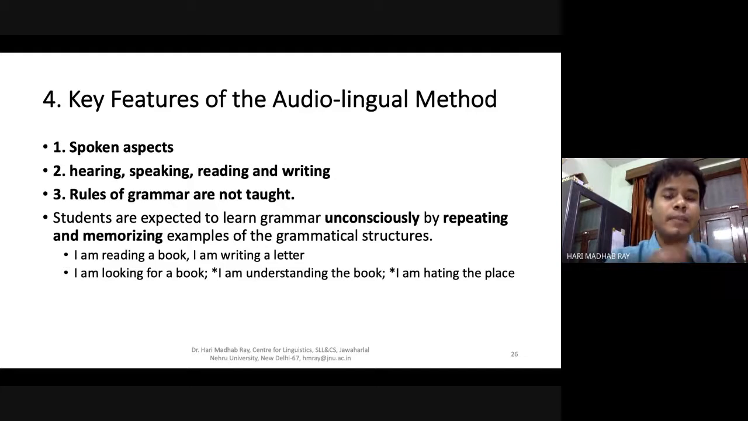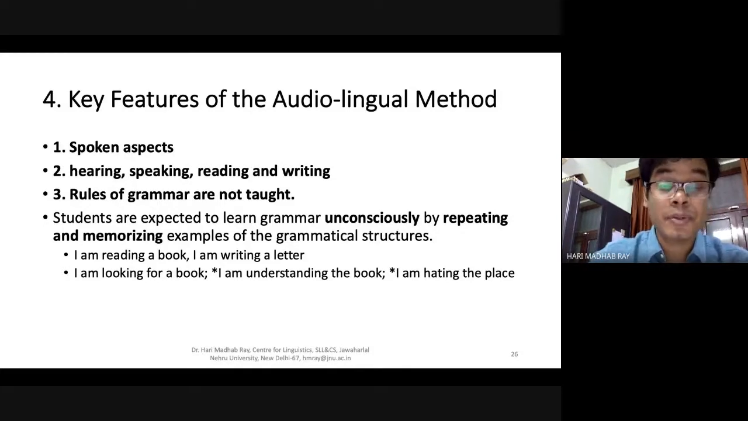And one of the things about this audiolingual method, talking about the rules of grammar: the way in the grammar translation method rules of grammar were taught, here rules of grammar are not taught explicitly. If you remember the grammar translation method, rules of grammar were explained in the mother tongue repeatedly, but here students will have to guess those rules. Students are expected to learn grammar unconsciously by repeating and memorizing examples of the grammatical structures.